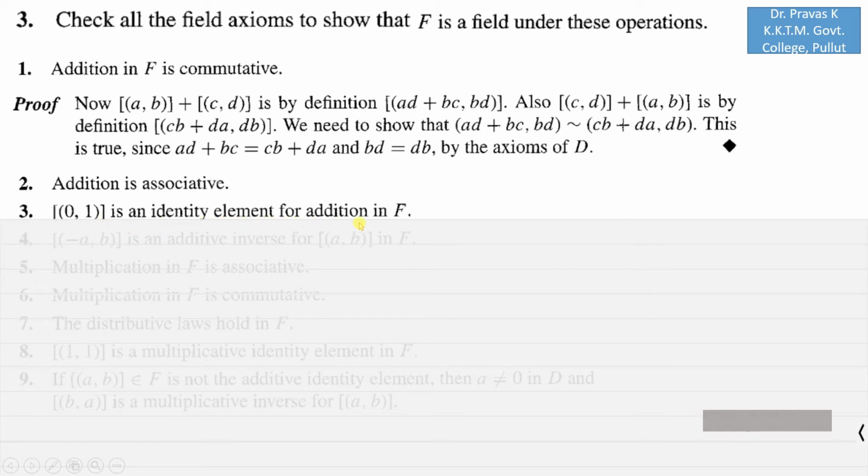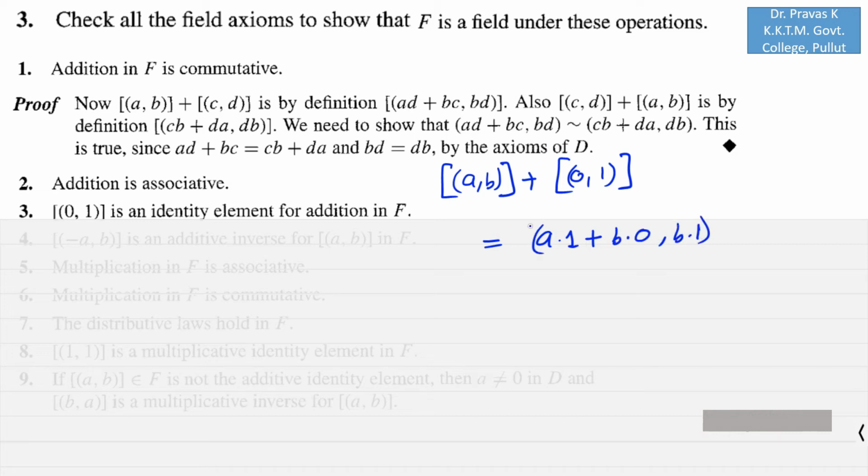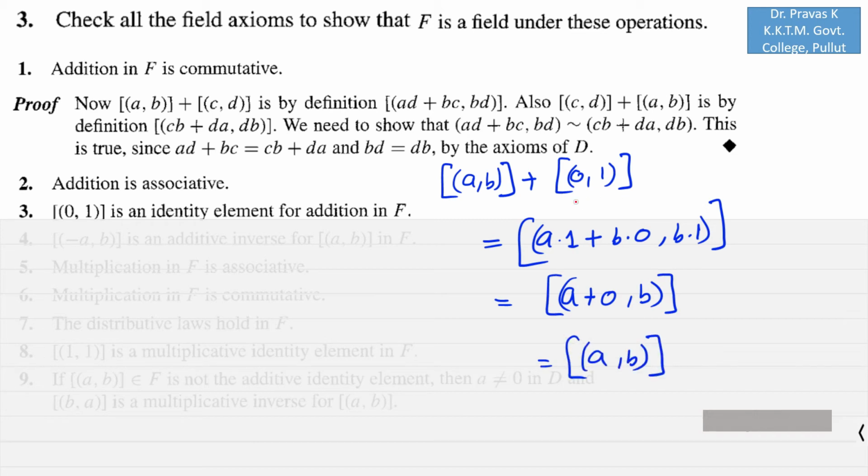For example, in order to prove that the equivalence class (0, 1) is an identity element for the addition in F, you start with the equivalence class of (A, B) plus the equivalence class of (0, 1). By the definition, it is the equivalence class of (A·1 + B·0, B·1), which is the same as the equivalence class (A + 0, B), which is equal to the equivalence class (A, B). So we proved that the equivalence class (0, 1) is an identity element for addition in capital F.